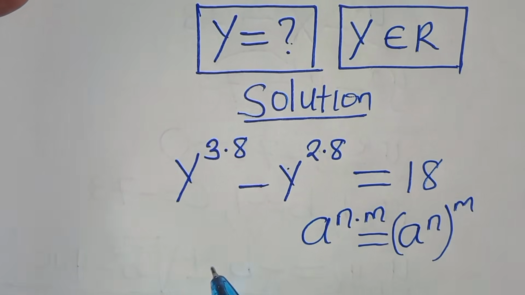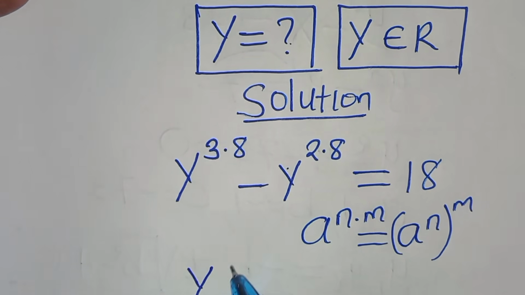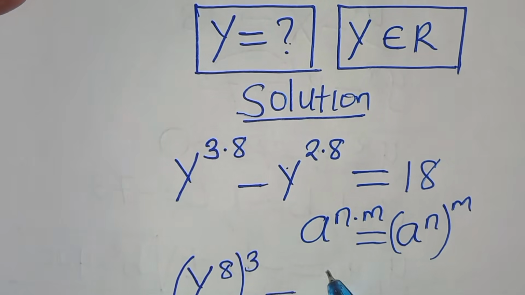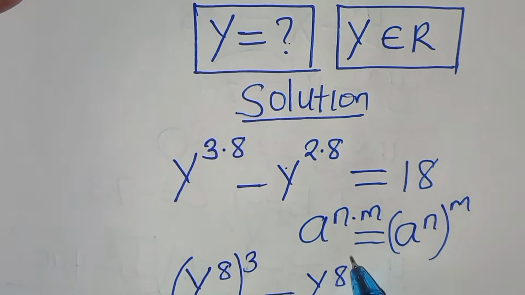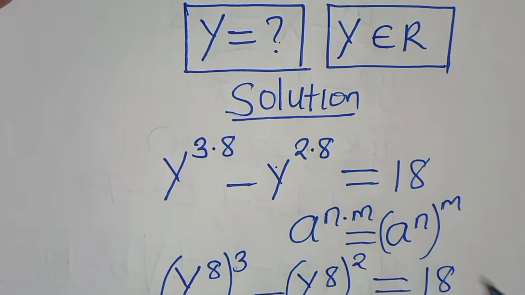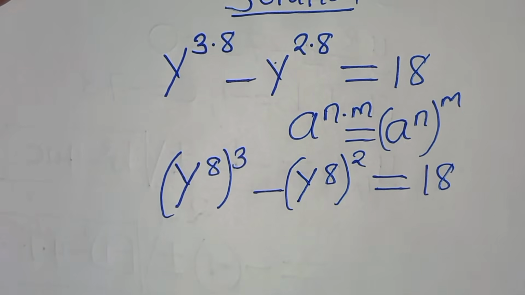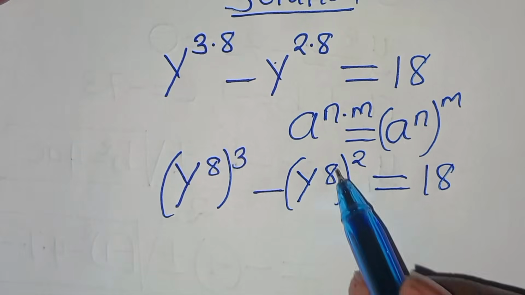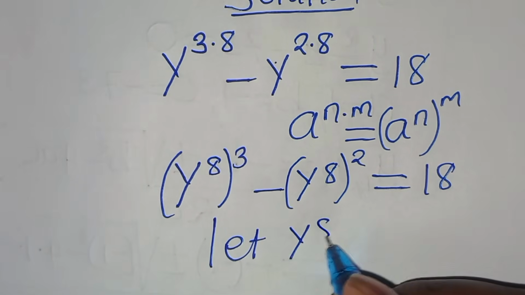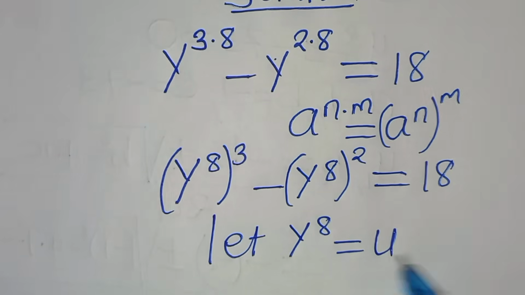Now this means we can express this as y to the power of 8 raised to the power of 3 minus y to the power of 8 raised to the power of 2. This is equal to 18. We have that y to the power of 8 is common here, so we can let y to the power of 8 be equal to u.